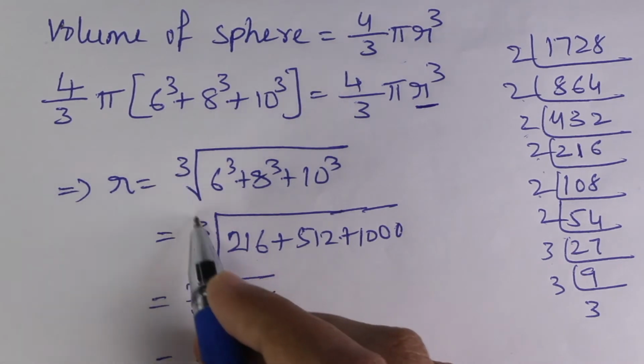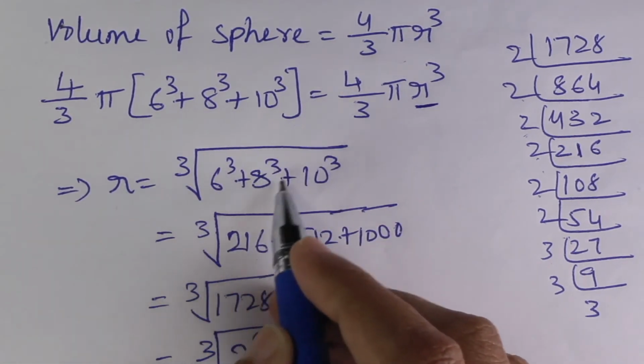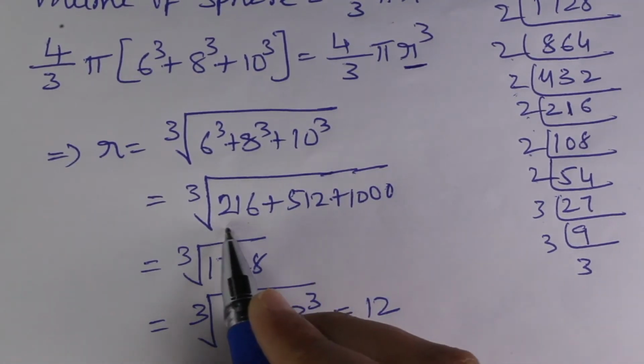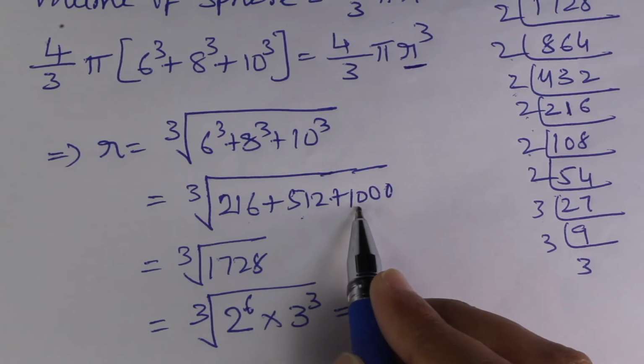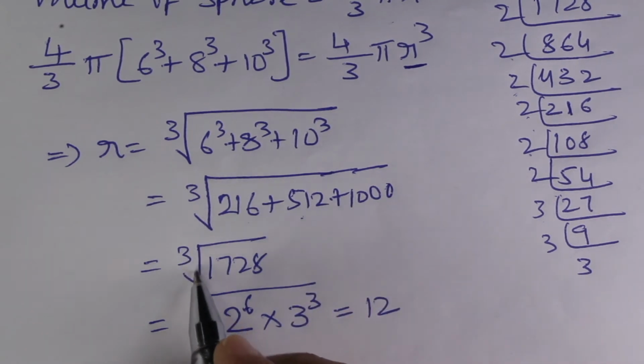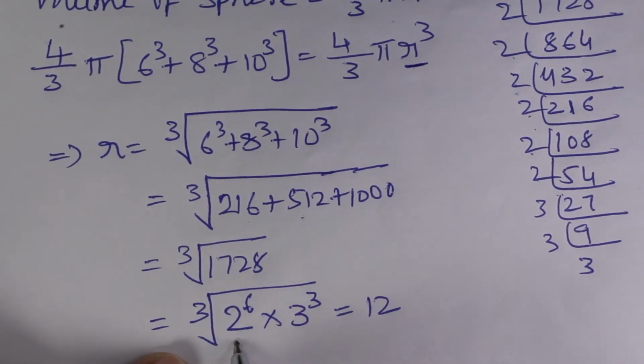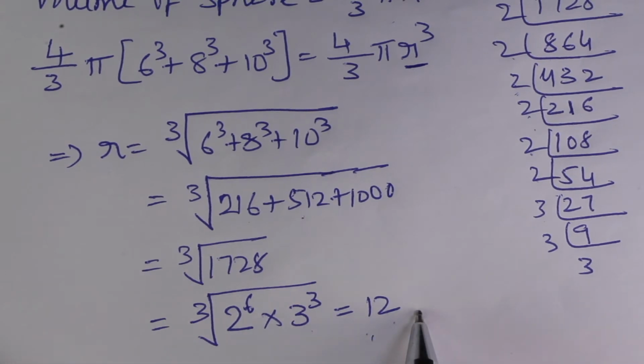R becomes cube root of 6 cube plus 8 cube plus 10 cube. So 6 cube is 216, 8 cube is 512 and 10 cube is 1000. So cube root of 1728. So 1728 can be written as 2 power 6 into 3 cube. So that becomes 2 power 6 by 3, which is 2 square, into 3 by 3, which is 3. 2 square into 3 becomes 4 into 3, that is equal to 12. So 12 cm is the radius of the bigger sphere.